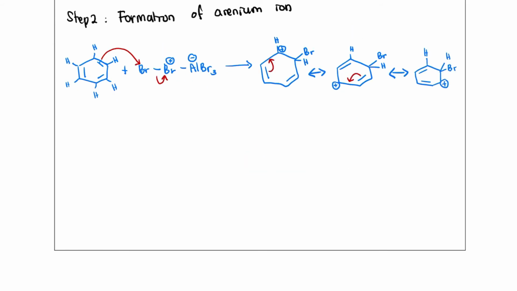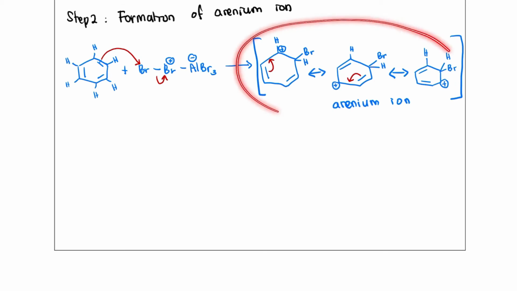Okay, so dekat sini saya dah resize so that dia jadi sebaris. And then the next thing that you have to write adalah you have to make sure you write down square bracket here. Square bracket tu kena ada. And then you have to write arenium ion over here. Sebab ini resonance structure kan memang kena ada square bracket lah. Okay, so done for second step.